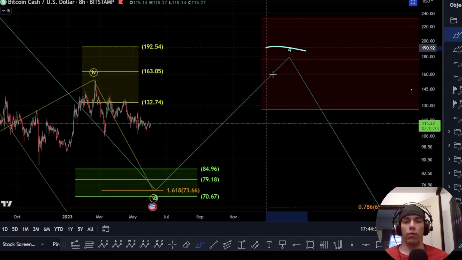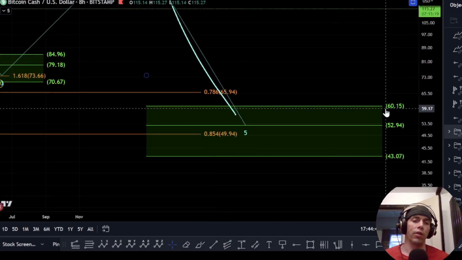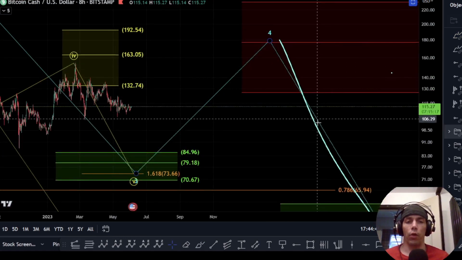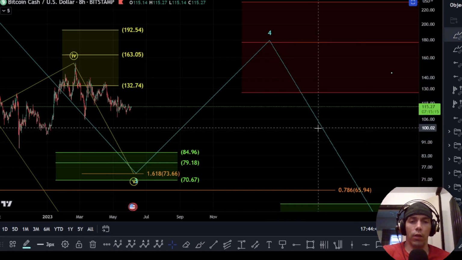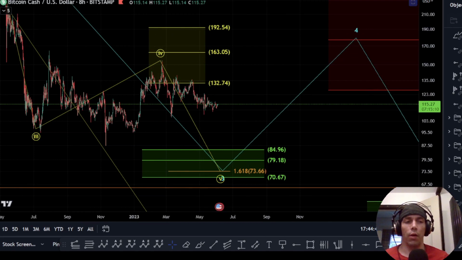Now, if we do face rejection within this zone again, we could actually look for an additional fifth wave, which would look to bring us down here to the 60.15 to this 43.07. So that's what we need to keep an eye on here, that if we fail to actually break substantially above this fourth wave here, I would be looking for that potential of continuation.